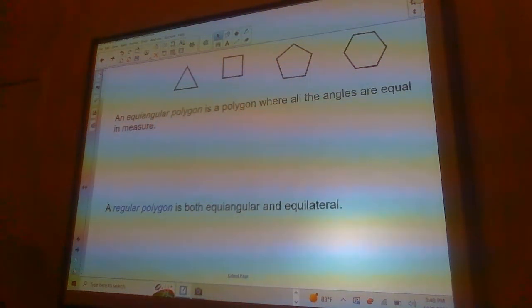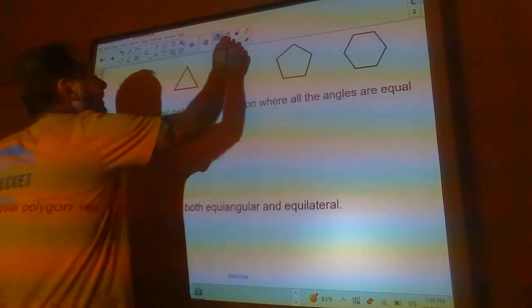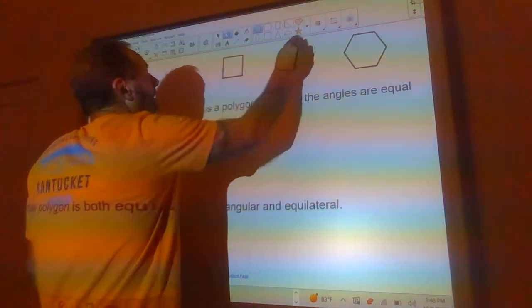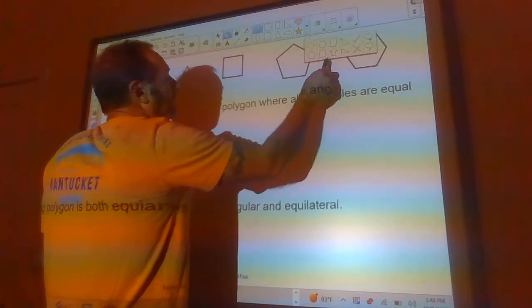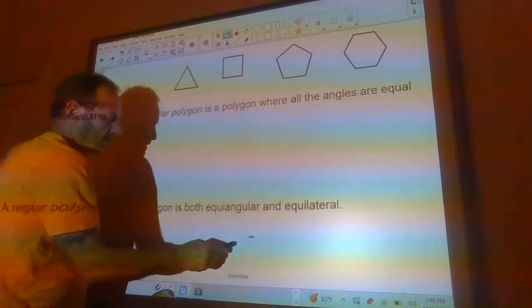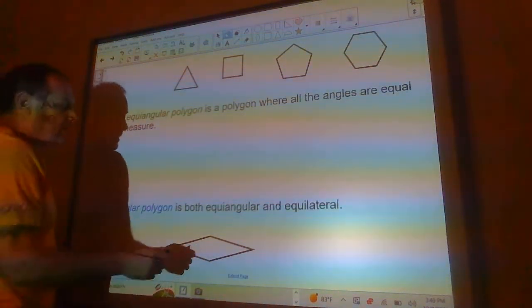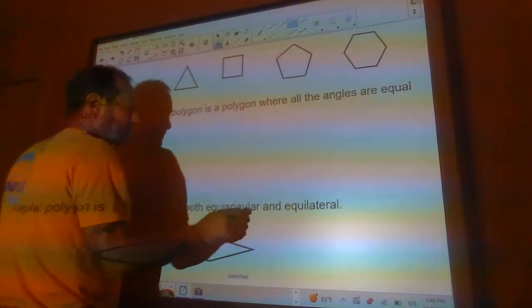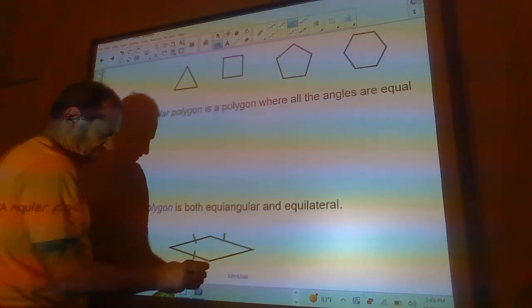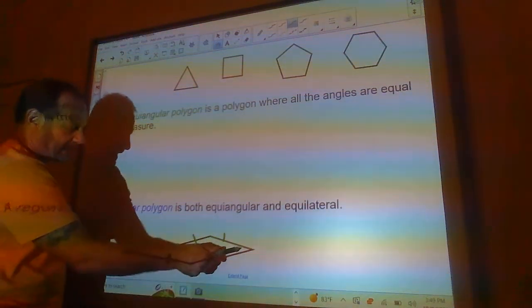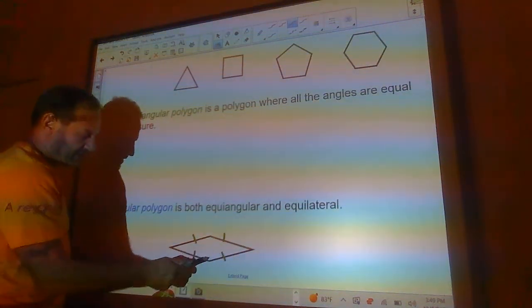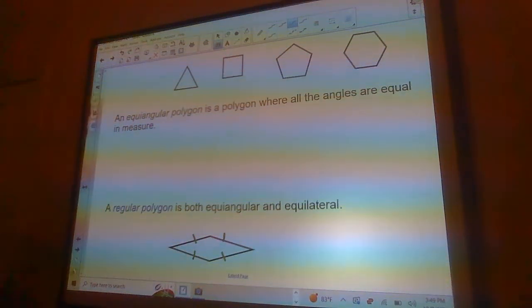Could I have a polygon that's, let's say, equilateral and not equiangular? Yes, I could. In fact, if I had something like a rhombus, it's equilateral because all the sides are equal, but it is not equiangular. These two angles are equal and these two angles are equal, but they're not all equal, so it is not regular.